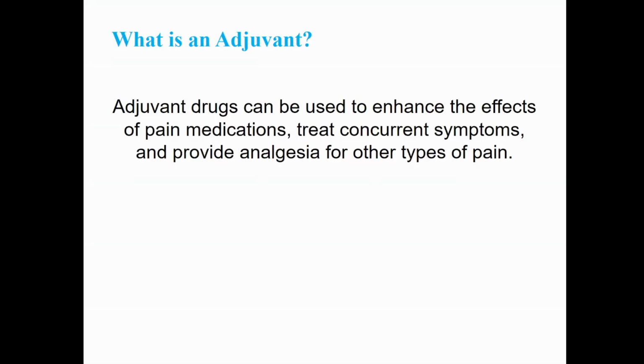So first, let's talk about what an adjuvant is. Adjuvant drugs can be used to enhance the effects of pain medications, treat concurrent symptoms, and provide analgesia for other types of pain. So we think of it just as a co-analgesic. For this talk specifically, we're going to talk about some of the major categories, but we're not going to go into depth in all the different medications that are available. And we're also going to be focusing specifically on geriatric and palliative patients.